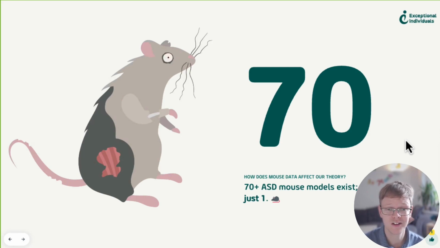And you can go online and buy yourself a knockout mouse that has SHANK3 turned off. You could also buy a mouse that has SHANK2 turned off. So don't go and buy these as pets. They're probably not great pets. I've got myself a little autistic mouse.